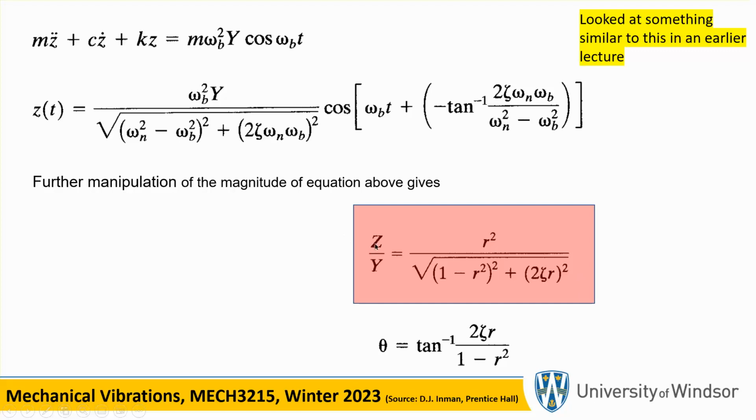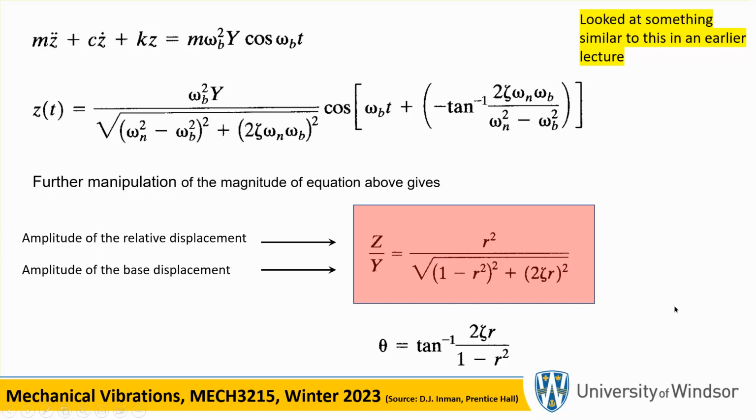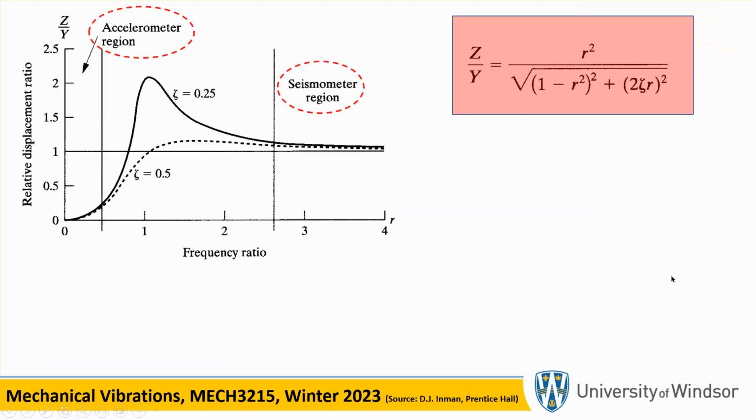So if you give me R and you give me zeta, and you give me the amplitude of the base, which actually we are trying to measure. Remember, we're trying to measure the acceleration. We don't know what big Y is. We're trying to measure it somehow. Then I can give you big Z. Okay. Now, here's the phase difference. Okay. So amplitude of the relative displacement is that big Z. Amplitude of the base displacement is big Y. And this is written again, once again here, and I'm going to plot this.